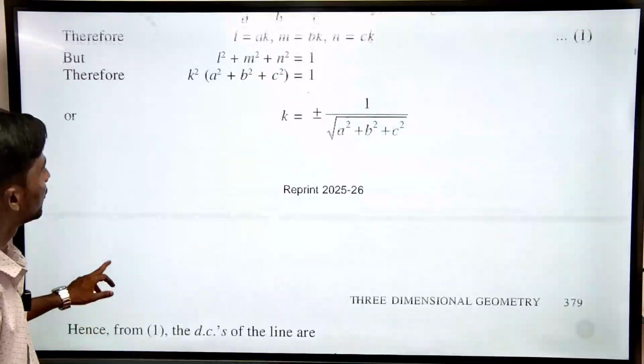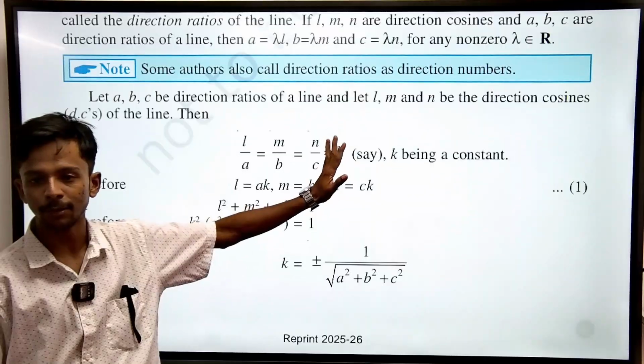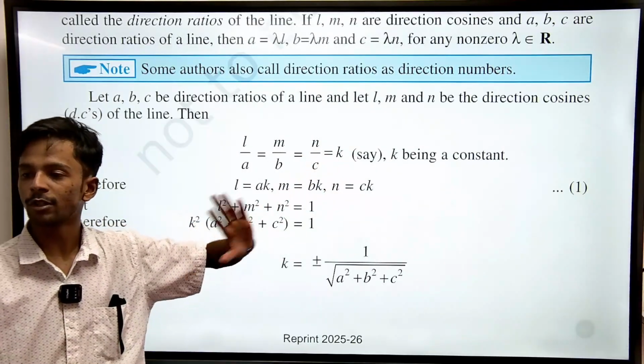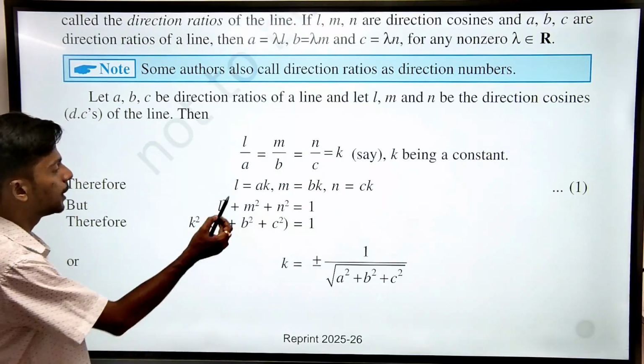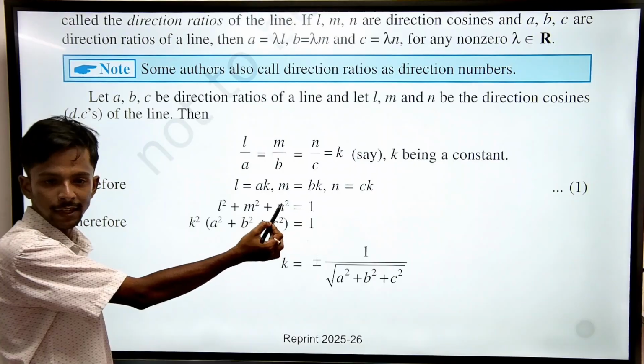ये बात देखो, तो इफ यू नो अबाउट दिस थिंग, L by A, M by B, N by C equal to K, because they are proportional ना, so this will be equal to some constant K. Now you know this relation L square plus M square plus N square equal to 1, right?